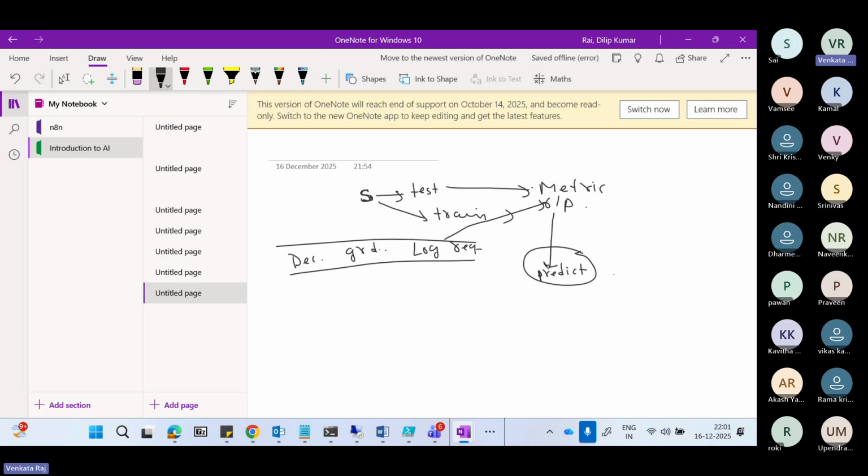We'll do hands-on, and in the code I'll show how these different models perform differently, giving different metrics and different output. Then we'll validate: decision tree is doing good on this particular data set, gradient descent is not doing good, logistic regression is doing best, so we'll go with that model for training. We'll do theory plus hands-on.